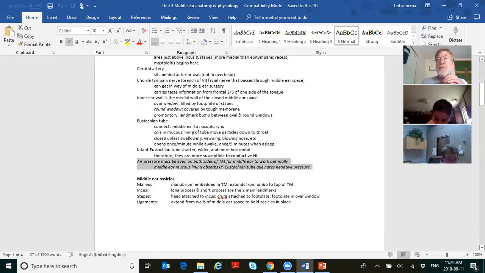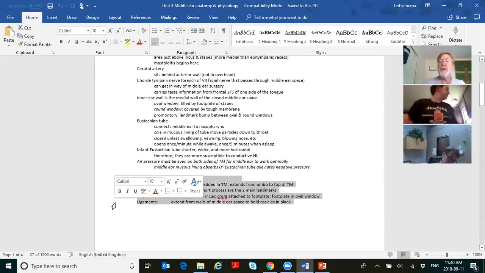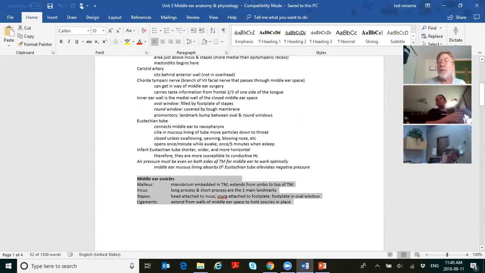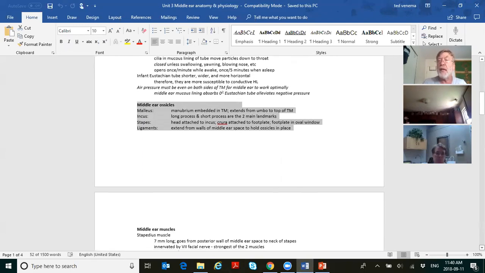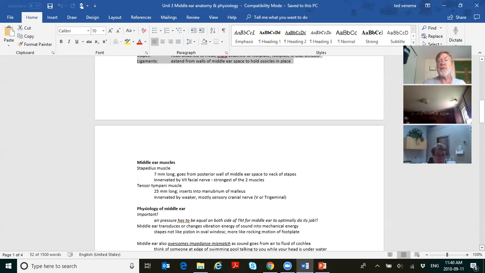Air pressure has got to be even on both sides of the eardrum for the middle ear to work optimally. The middle ear mucosal lining absorbs oxygen. The Eustachian tube normally alleviates this negative air pressure by supplying the middle ear with new air. The middle ear muscles know the basic shapes and the basic landmarks of the middle ear ossicles. Always think of the ossicles as the bones, and remember they work as a unit, not individually. The middle ear muscles we covered last week as well.